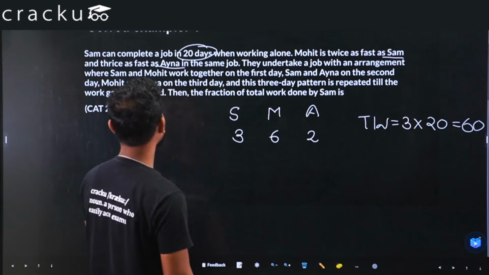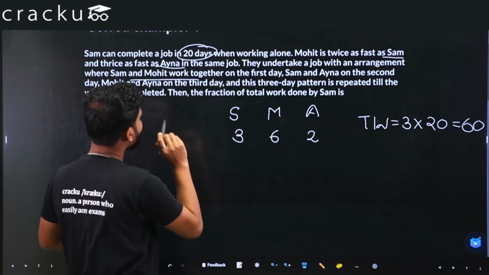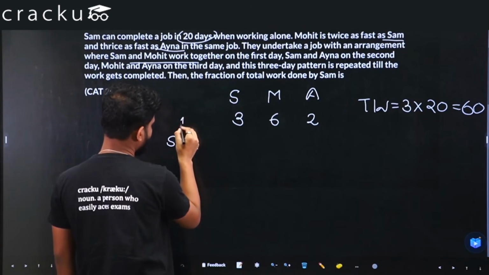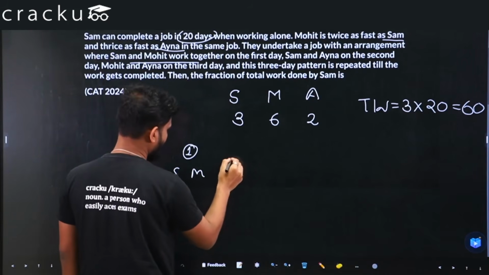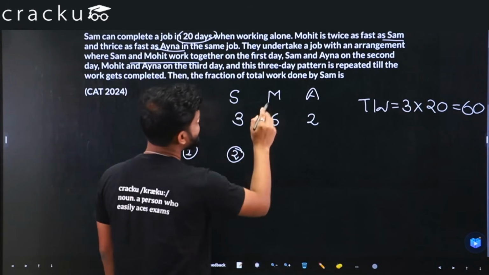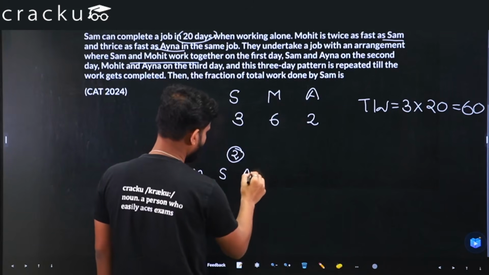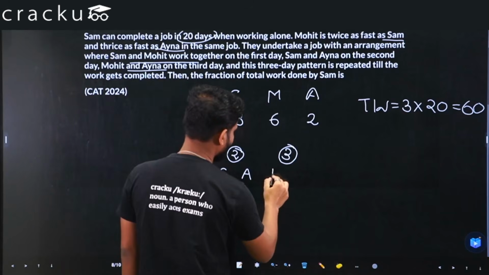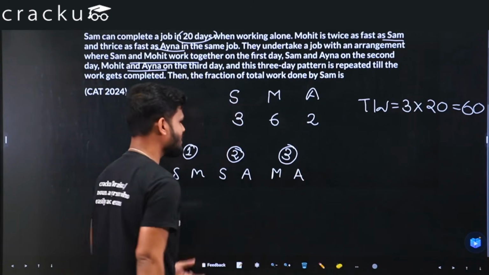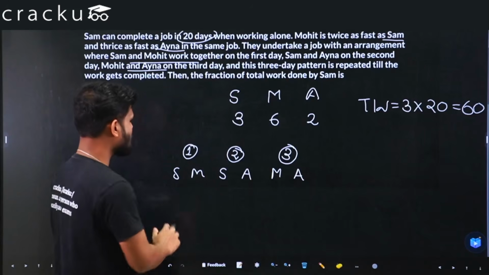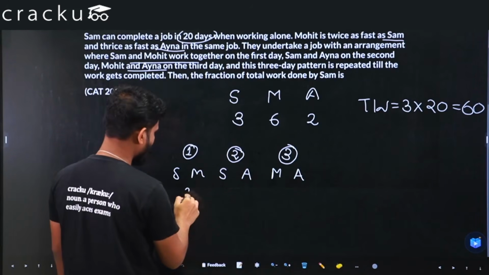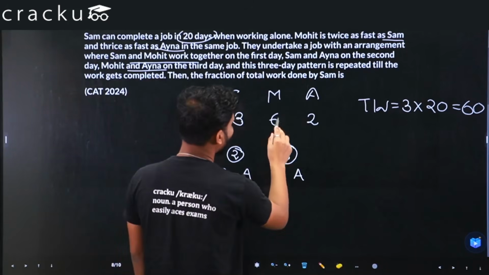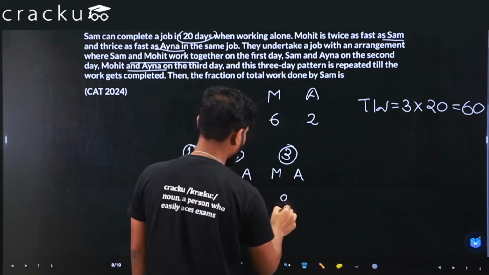Now, what is happening is that they are following a pattern. What is that pattern? Sam and Mohit on the first day, then on the second day we have Sam and Ayana, and on the third day we have Mohit and Ayana. So this is how this pattern will continue. Sam plus Mohit will do 3 plus 6, 9 units of work here. Sam plus Ayana will do 3 plus 2, 5 units of work there. And Mohit plus Ayana will do 6 plus 2, 8 units of work there.